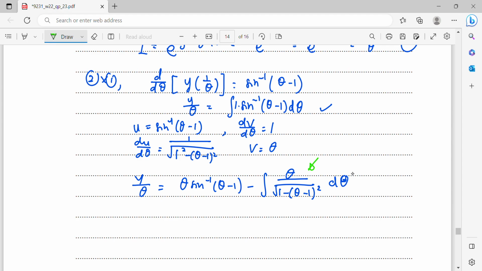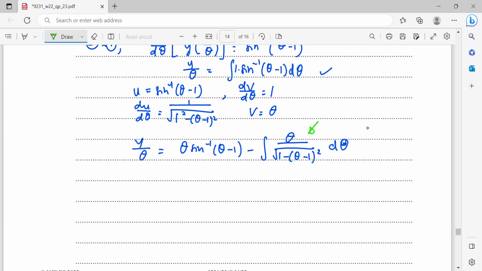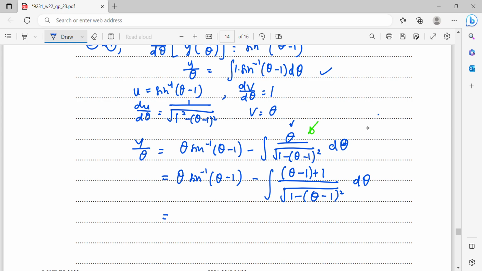It's just that our numerator is theta instead of theta minus 1. So we need to modify the expression in the integration so that we can apply the formula from part A. I need to get theta minus 1 from this theta. So what to do? Rewrite the theta and add on minus 1 and plus 1. When minus 1 plus 1, you get 0, so it will be the same as previous. Then put a bracket for the theta minus 1. So here you will get theta inverse sine of theta minus 1 minus, splitting it into two integrations.